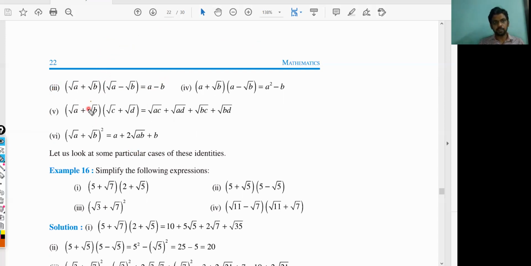Fine. In the 5th subdivision, they have multiplied these two brackets. So root A multiplied by root C, root A multiplied by root D, root B multiplied by root C, root B multiplied by root D, as we do in the normal algebraic operations.